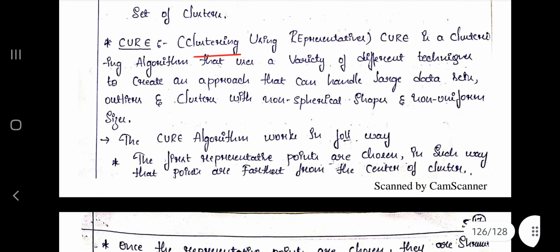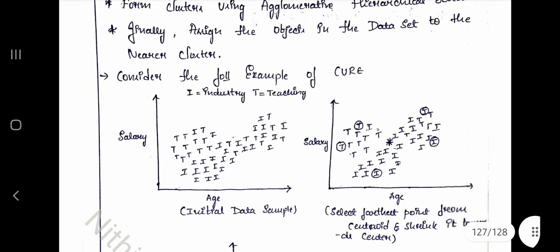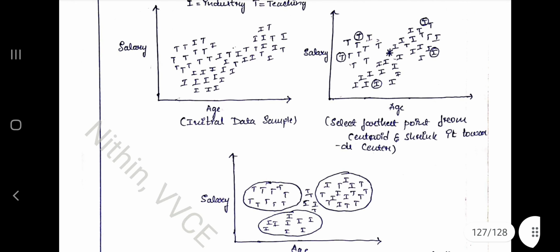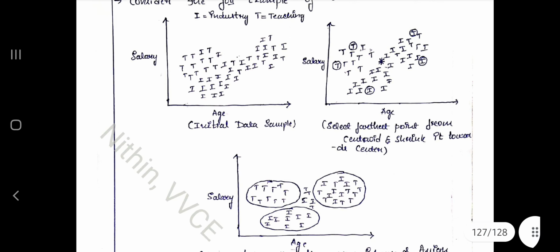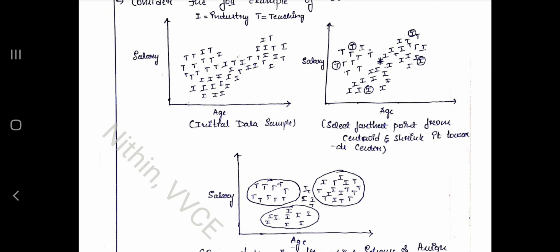CURE, clustering using representatives. Clustering using what? Representatives. First start with the diagram for this one. See, for learning different algorithms there are different approaches. You cannot learn all the algorithms with the same approach, because some will be easy in one approach, others will be easy in a different approach. For this algorithm, remember this diagram first. In this diagram there are many salaries on a large scale, like the whole of India. Here the different ages and different salaries are given.